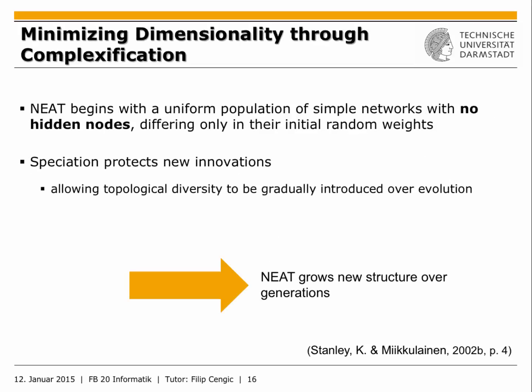In contrast, NEAT biases the search towards minimal dimensional spaces by starting out with a uniform population of networks with zero hidden nodes. This means all inputs are connected directly to the outputs. New structure is introduced incrementally as structural mutations occur, and only those structures survive that are found to be useful through fitness evaluation. Since the population starts minimally, the dimensionality of the search space is minimized.